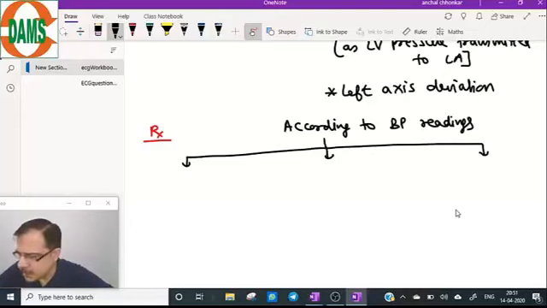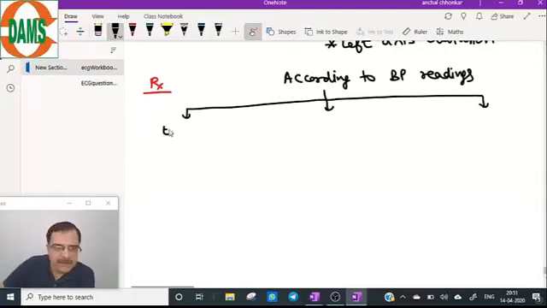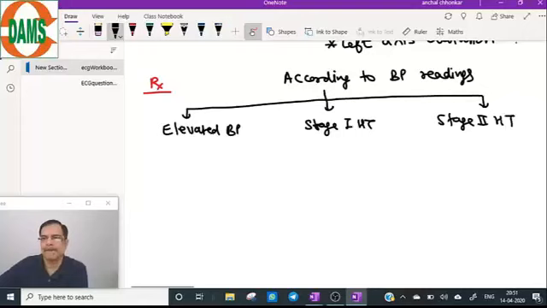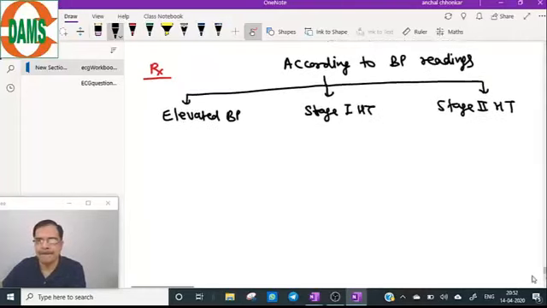According to the blood pressure reading, the readings will be elevated BP, stage 1 hypertension, and stage 2 hypertension. These are the three BP readings.